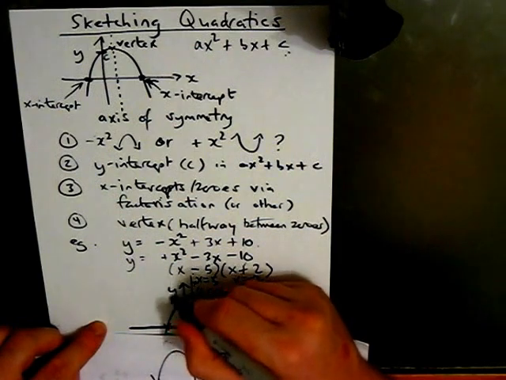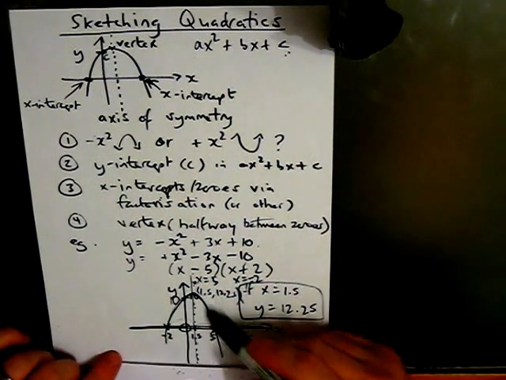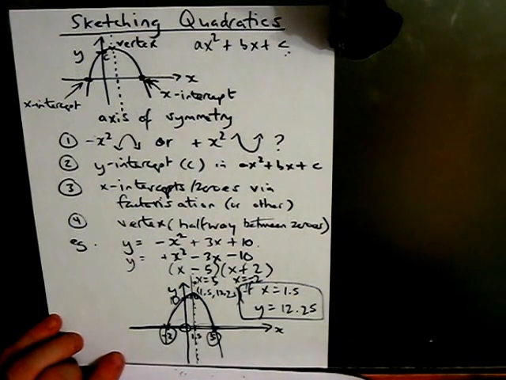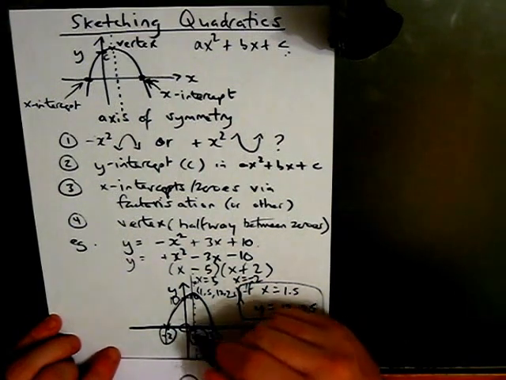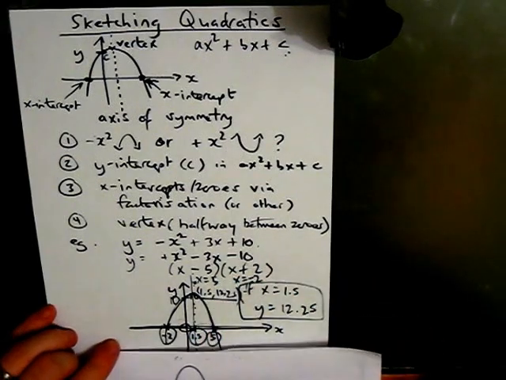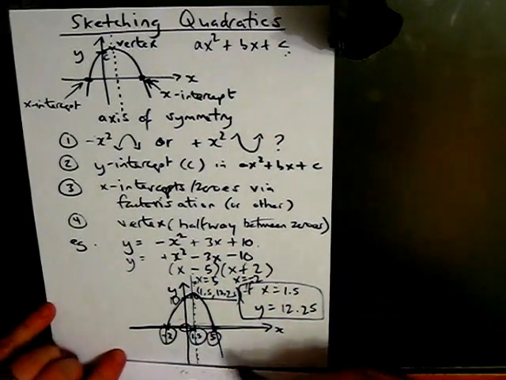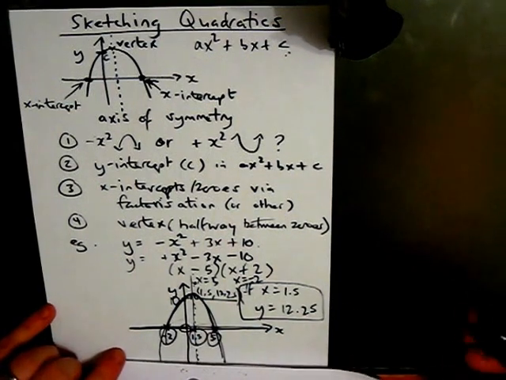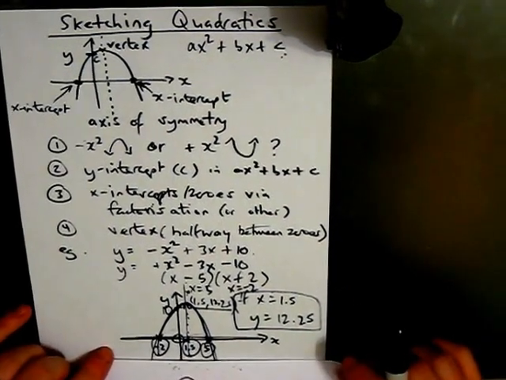Alright, now put all the information in. So y-intercept 10, opens downwards, roots 5, -2. Halfway between the roots, 1.5. Vertex, substitute 1.5 in, find the y value. Join it all up, and you've got a rough curve, or a rough sketch rather, of a quadratic curve on a graph.